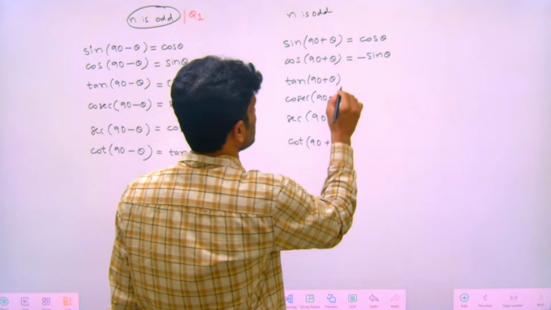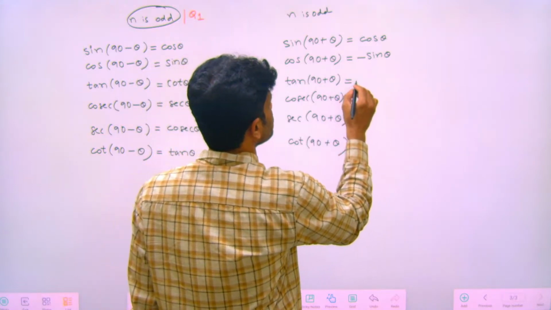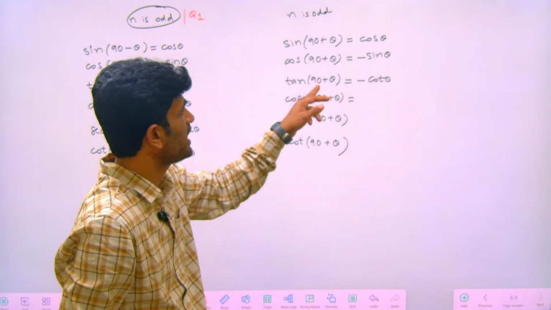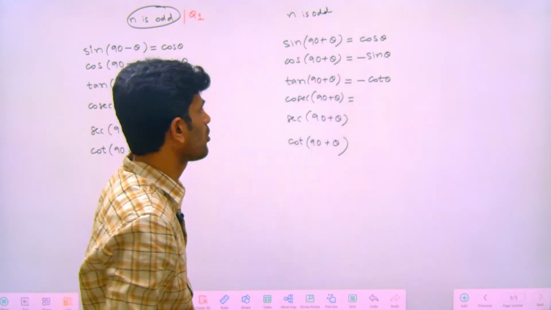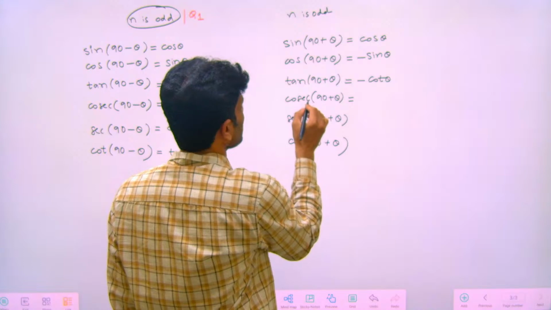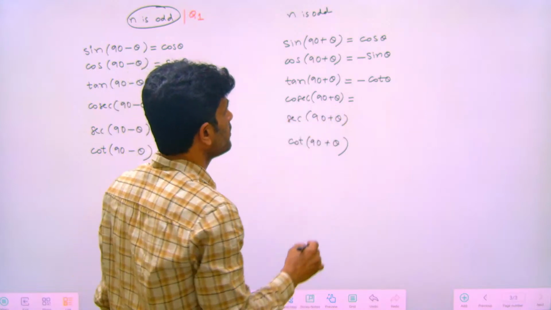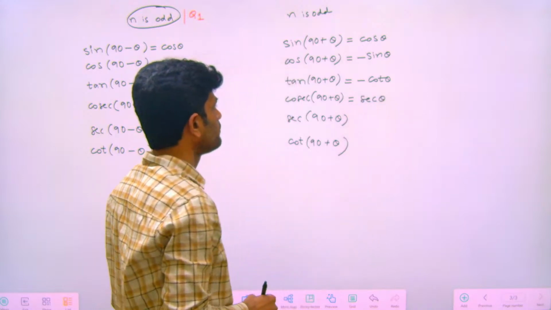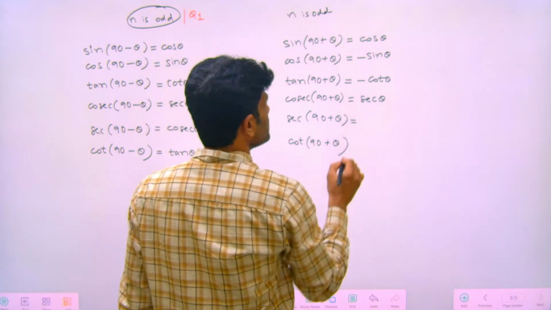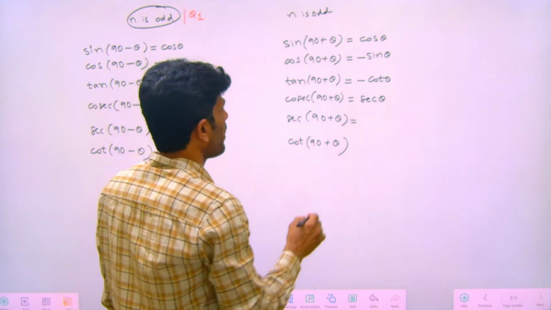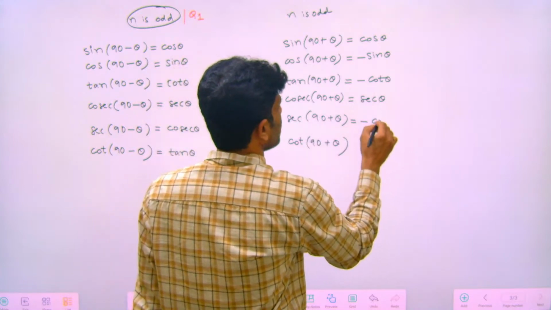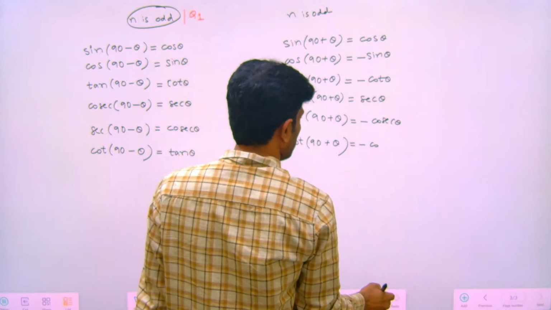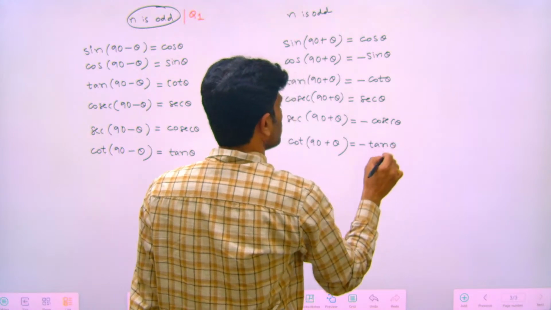Similarly, tan 90 plus theta, here also what happens? Minus cot theta, because 90 multiple is an odd number, so minus cot theta. Cosec 90 plus theta, because it is cosec and in the second quadrant, cosecant is positive, that's why it is plus secant theta, because cosecant will be changed to secant. Now secant 90 plus theta, secant is negative in the second quadrant, so minus, because it is 90, it is cosec theta. And cot 90 plus theta is minus tan theta, because in the second quadrant cot is negative.